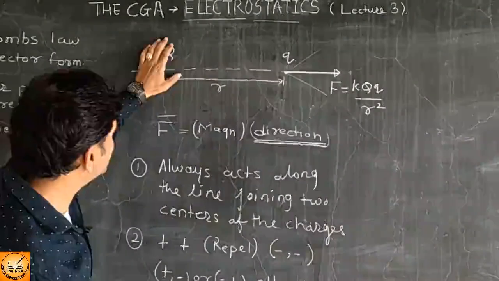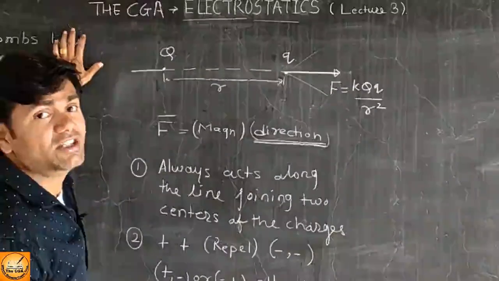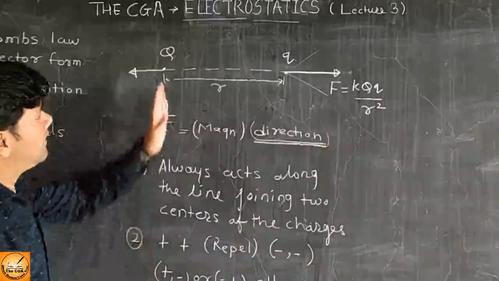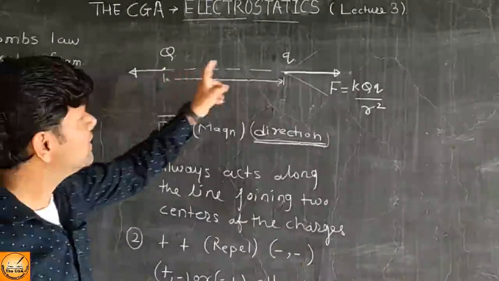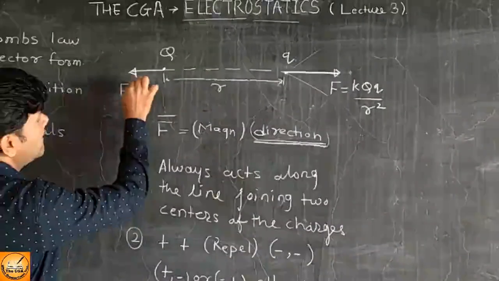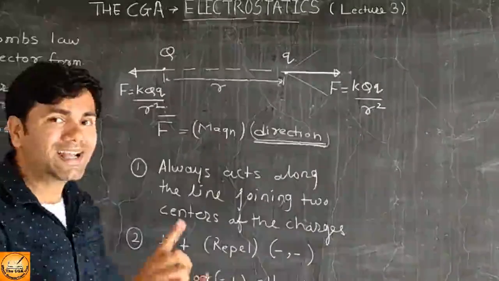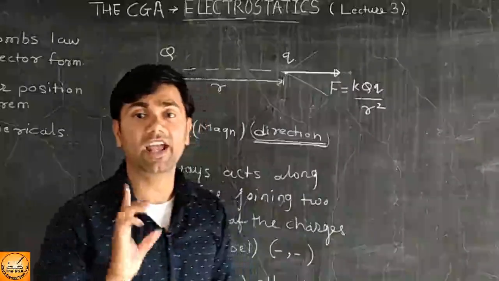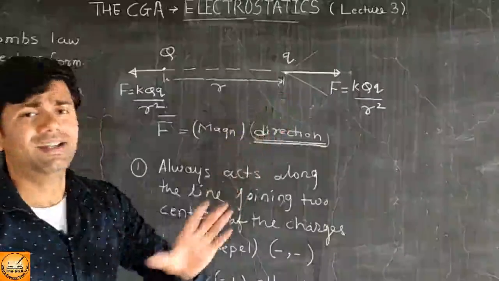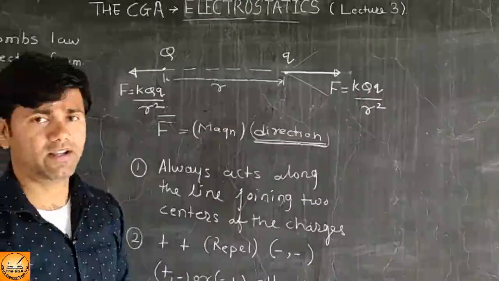So you can think about this charge. This charge is going to push that charge towards the left side, which means on this charge the force should be in the left direction. So if we consider the two charges, the same amount of force is acting on both, but their directions are opposite, right? So we have represented the forces in the diagram.